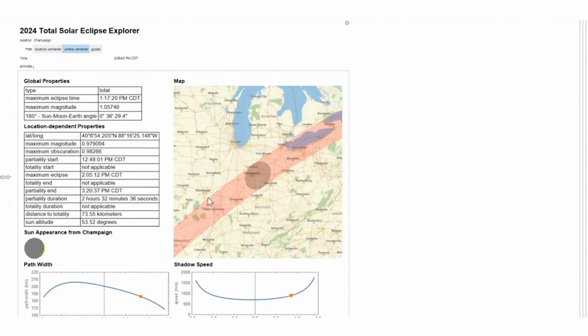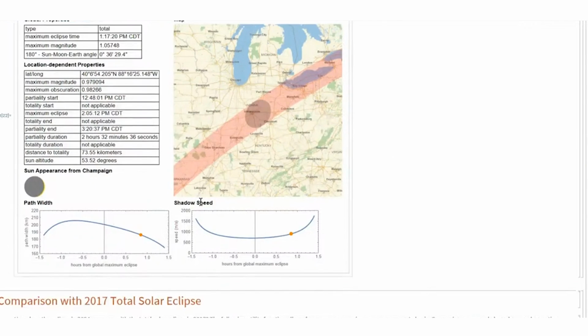Champaign is actually right about here on the map. So that's Champaign. That's where I've set the location to view from. You can see the shadow is actually over here in Indiana at that time. You get all the properties, both the global properties of the eclipse at that time, as well as the location dependent properties. You can see the width of the shadow path and the speed at that time instant.